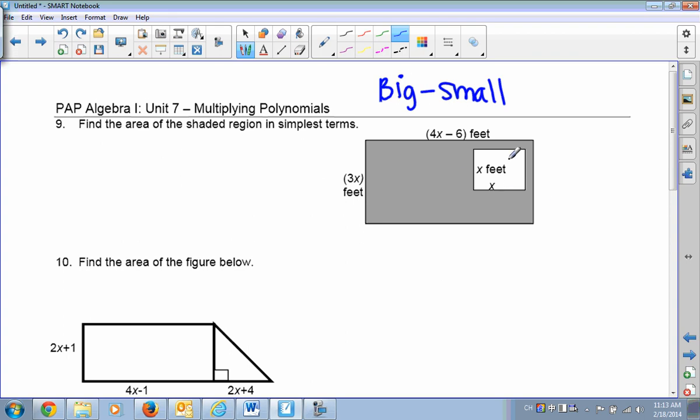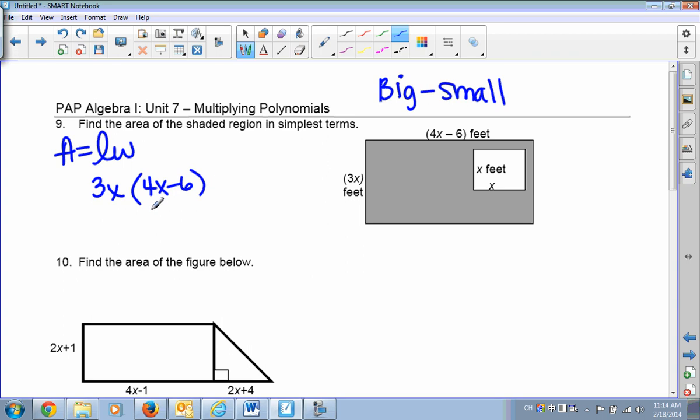Okay, so the first thing we gotta do is find the area of the big shape. What shape is the big shape? A rectangle. Okay, great. And how do you find the area of a rectangle? Awesome. Our length is, well, it doesn't matter if you do 3x times 4x minus 6 or 4x minus 6 times 3x. It doesn't matter. I always like to put my monomial first. 3x times 4x minus 6.